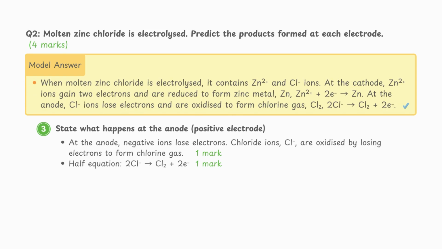Therefore, when molten zinc chloride is electrolysed, zinc metal is produced at the cathode and chlorine gas is produced at the anode.